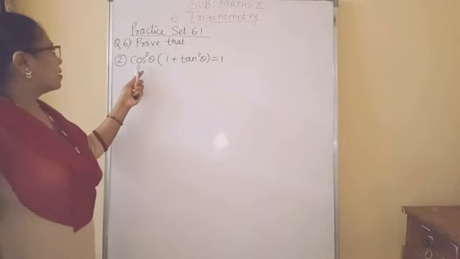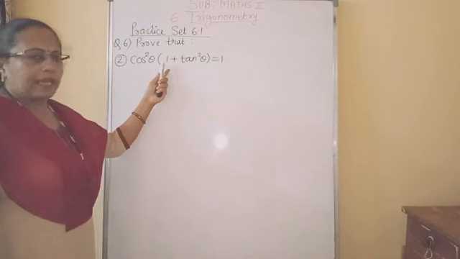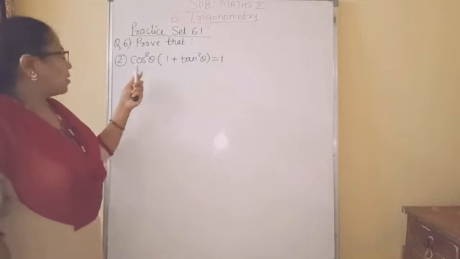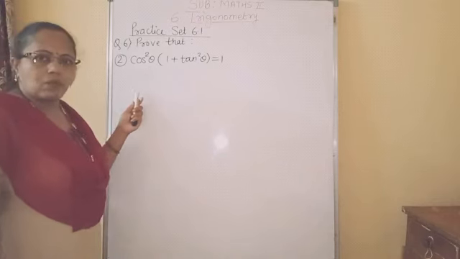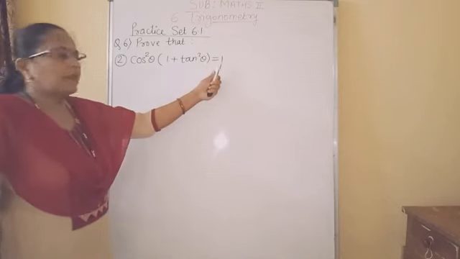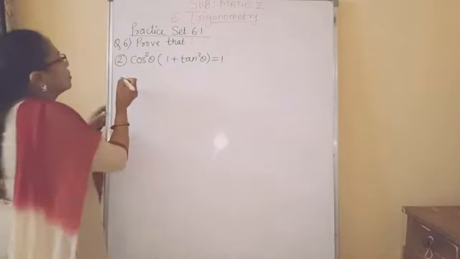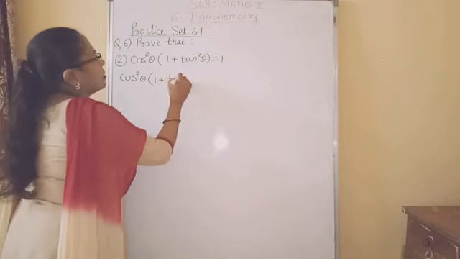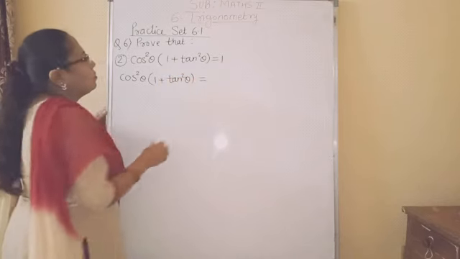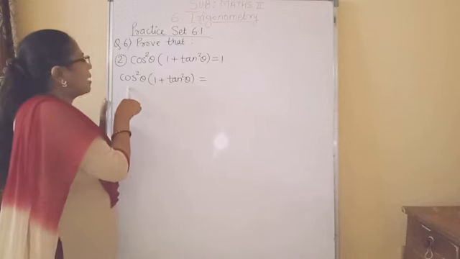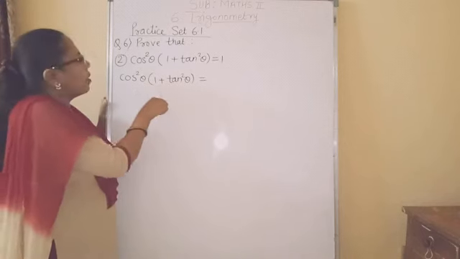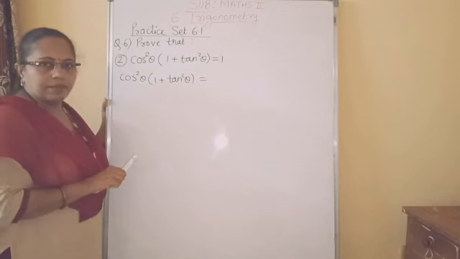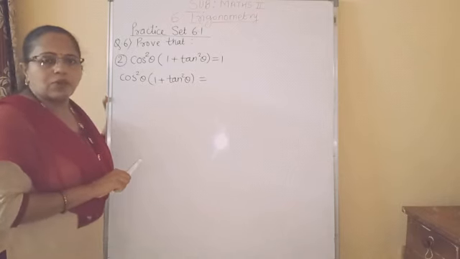Now second one. Prove that cos square theta into bracket 1 plus tan square theta equal to 1. Okay. Now we will take this left hand side down. And we will simplify that side and we get the answer 1. Cos square theta into bracket 1 plus tan square theta equal to, now students, in the bracket you can see that 1 plus tan square theta is having one identity. 1 plus tan square theta is equal to sec square theta.